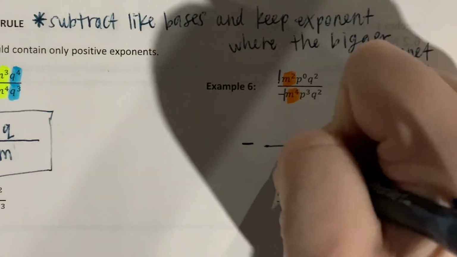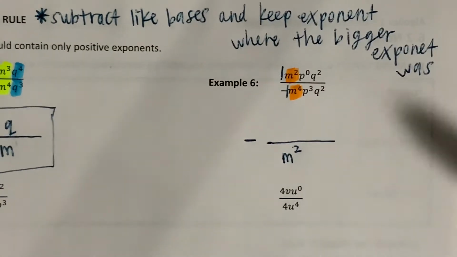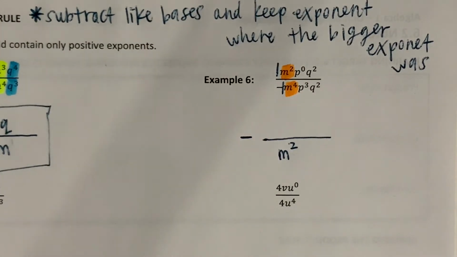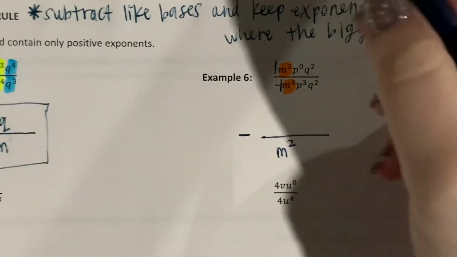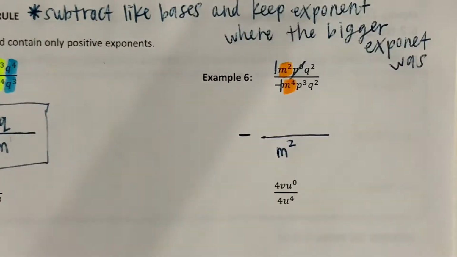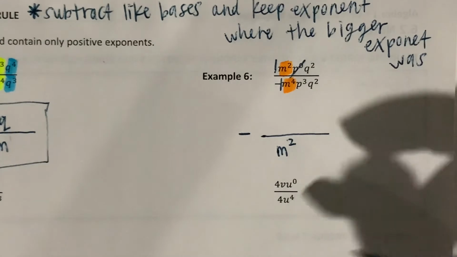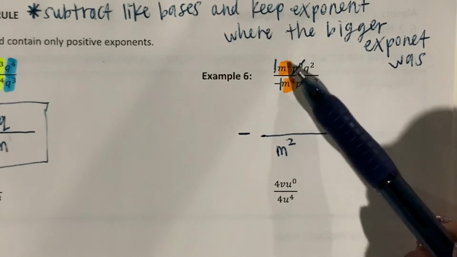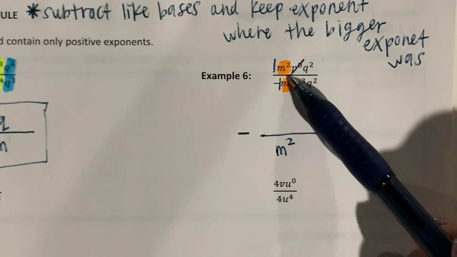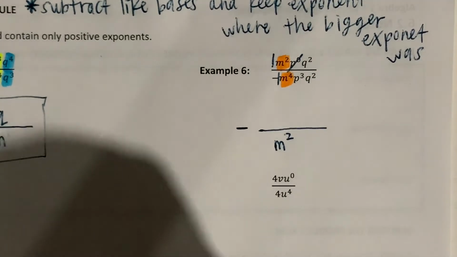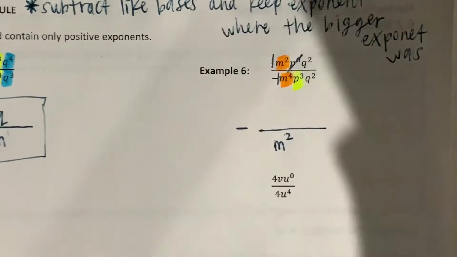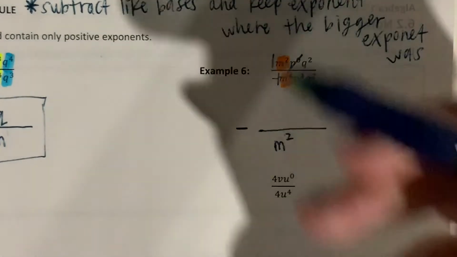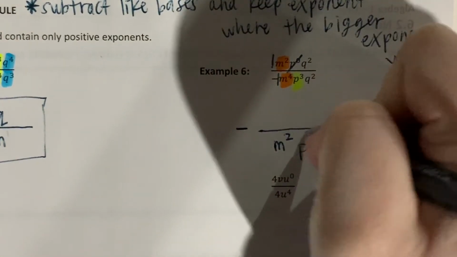So I'll have m squared in the bottom. Now I can look at my p's, and I actually see that in the top I have p to the 0. So that's our 0 power rule. Anything raised to the 0 power is going to give us the number 1. Anything times 1 is just itself. So you can think of it as it's dropping out of the problem there. So really I just have p to the 3rd in the bottom still.